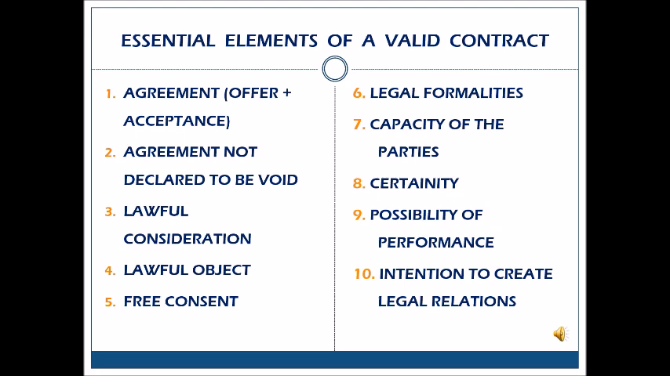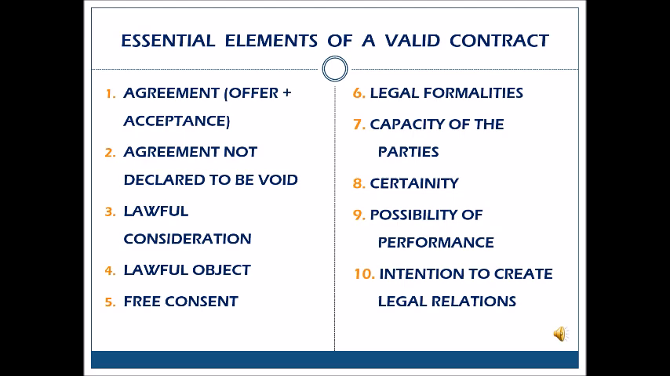The sixth point is legal formalities. According to the Indian Contract Act 1872, there are certain legal formalities that have to be followed in order to make a valid contract. For example, a contract has to be in writing, it has to be registered, etc.